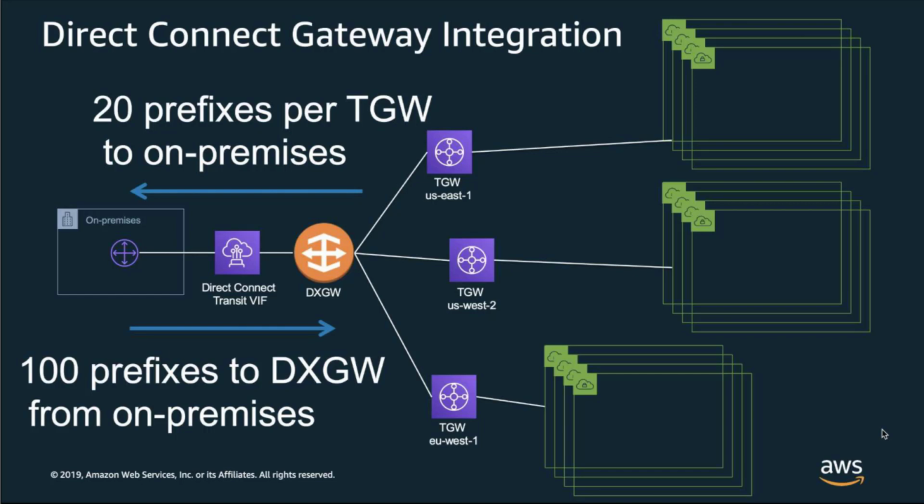From on-premise, we can advertise 100 prefixes to Direct Connect Gateway, and those will be propagated to each of the TGW route tables, the Transit Gateway. So we have that flexibility both ways between the number of routes that we can advertise.